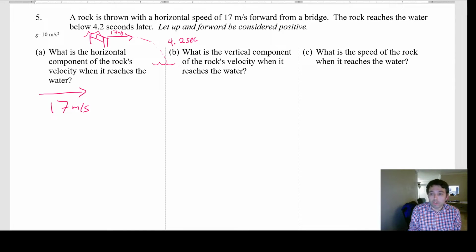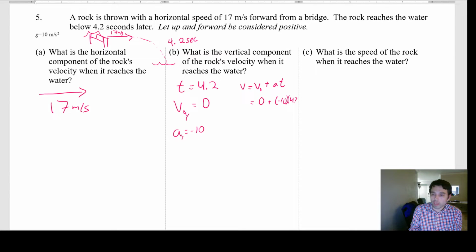All right, part B. What is the vertical component of the rock's velocity when it reaches the water? Well, we know it's in the air for 4.2 seconds. We know the initial vertical velocity was 0 because we launched it horizontally. And then we also know that acceleration in the y direction is -10. So we use the equation, the first one on the formula chart: v equals v naught plus at for the vertical plane. Initial vertical velocity was 0 plus -10 times 4.2 seconds, and we're going to get -42, right? 10 times 4.2. So there you go.